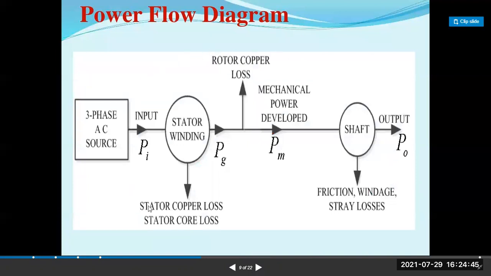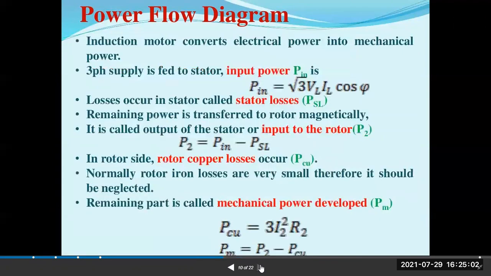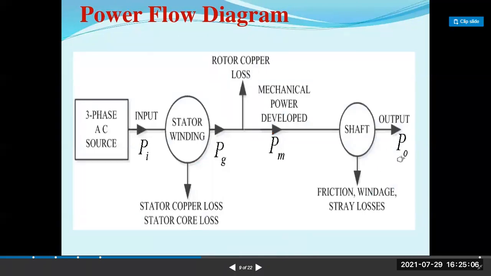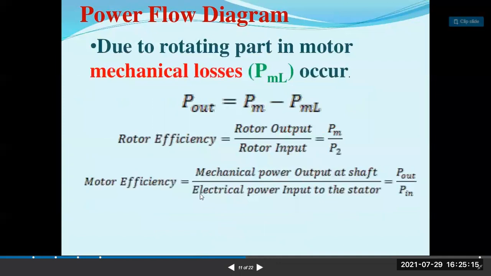Now, if we talk about the total induction motor efficiency, that means motor output divided by motor input, that will give you the total efficiency of the motor. So the efficiency of the motor is directly related to the output, that is PO divided by PI. That is what is written here. This is the P out, that is PO. This is the motor output, and this is the motor input. So this total part is given as P output divided by P input. That is the motor efficiency.